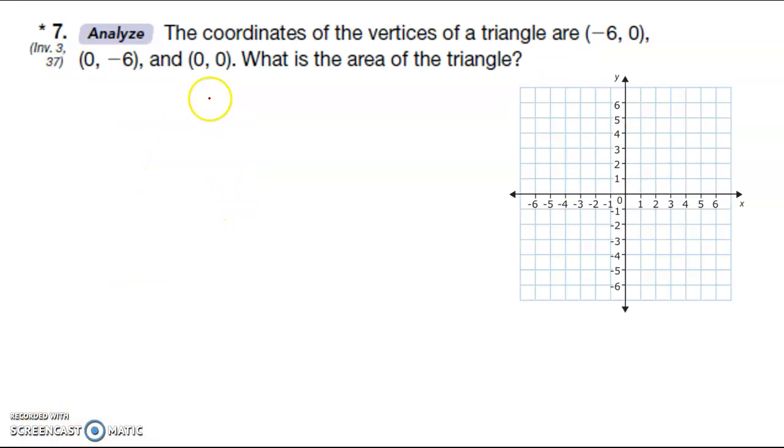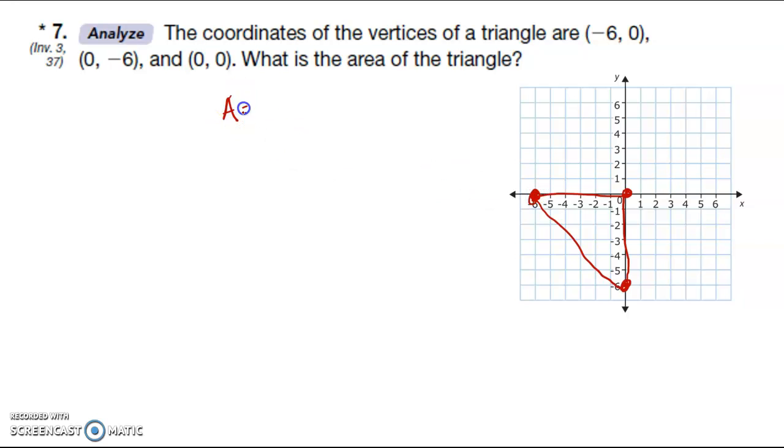Alright, now we have starred problems. It says the coordinates of the vertices of a triangle are -6, 0, right there, 0, -6, right there, and 0, 0. So I'm guessing this goes like this. It says to find the area.